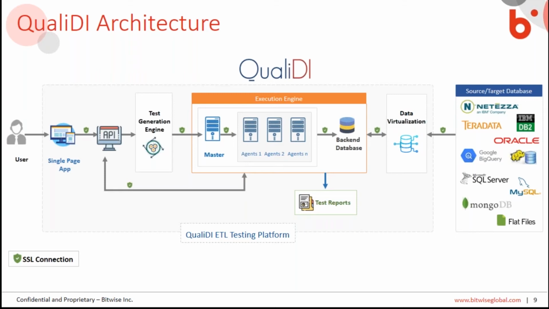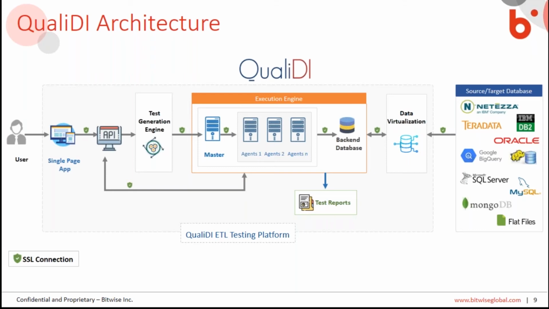The backend database is there to store all the user related information, your execution, or maintain the artifacts that are there. We have a data virtualization layer. With the help of this, QualiDI can connect to heterogeneous set of data stores and execute test cases. This also enables it to keep tests independent of data stores.